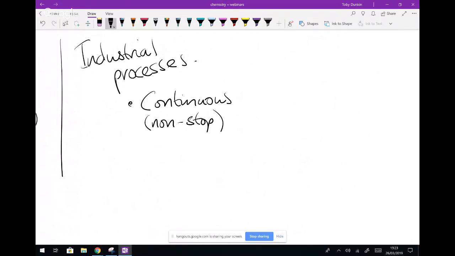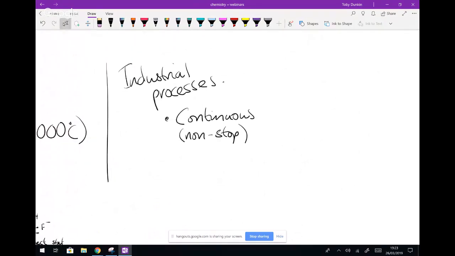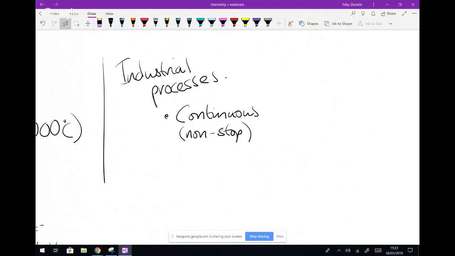Industrial processes are continuous. They're mostly done at high temperatures. Is there any other ones that we want? Any other generals that we want for industrial processes? It's always about trying to get a good yield.